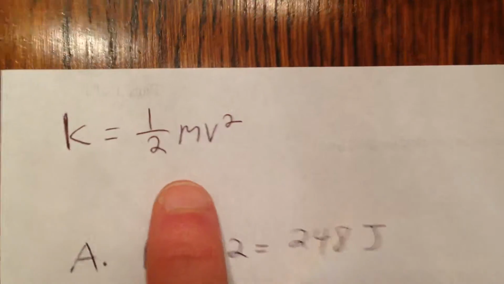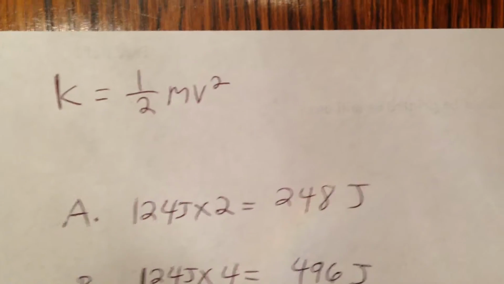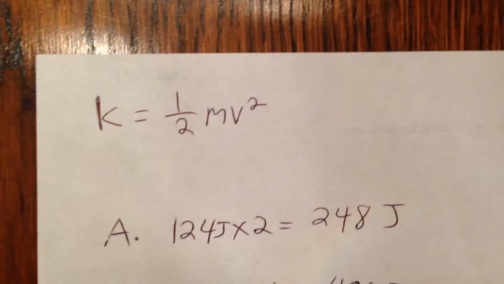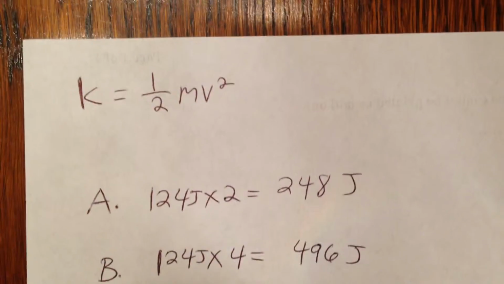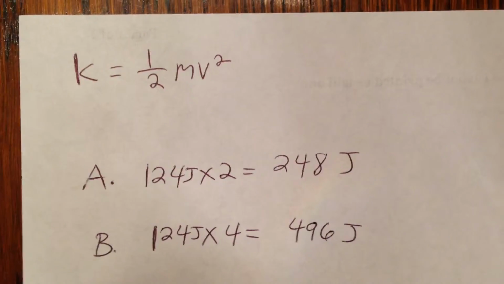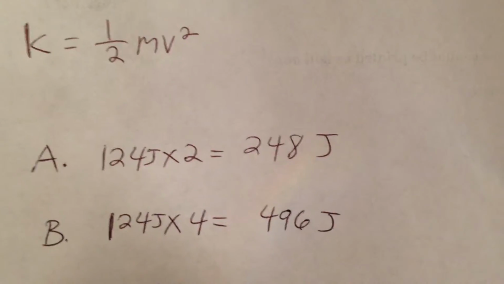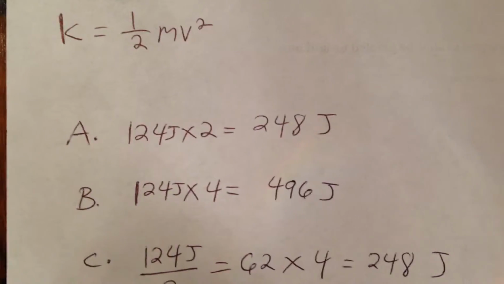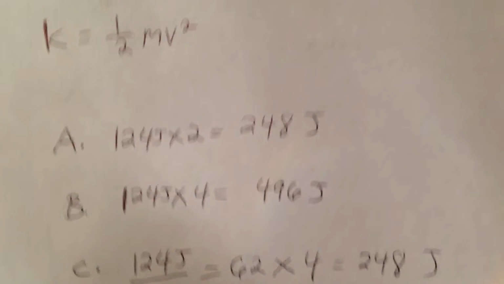So with this problem, everything is related to this equation, because the kinetic energy is directly proportional to the mass, and it's also proportional to the square of the speed. So that's why, as in part A, if you double the mass, you double the kinetic energy. If you double the speed, as in B, then you actually are quadrupling the kinetic energy.